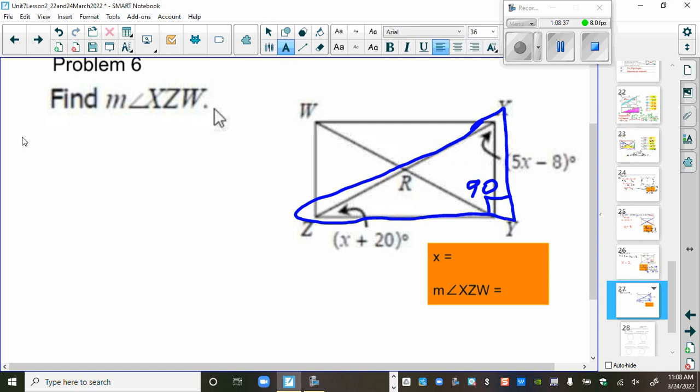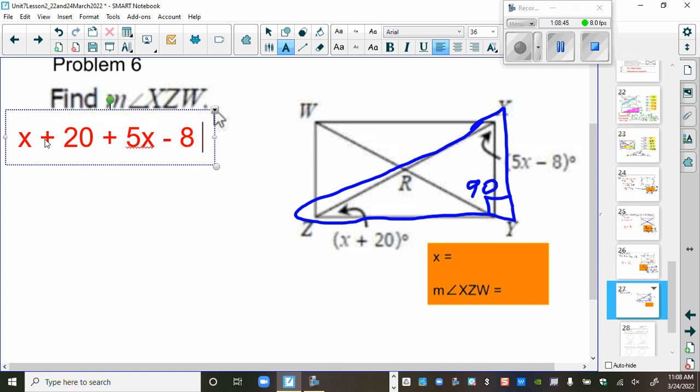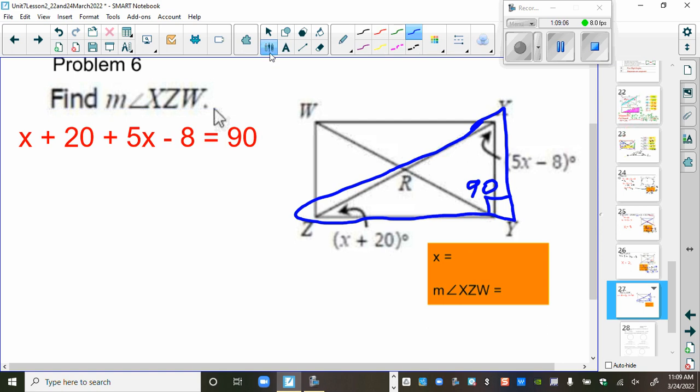So your setup is going to be x plus 20 plus 5x minus 8 equals 90. That's where we get that. Good. You have a right angle here. Then these 2 other angles have to add up to 90. So this is going to be your setup. Did anybody try this? What did you get?